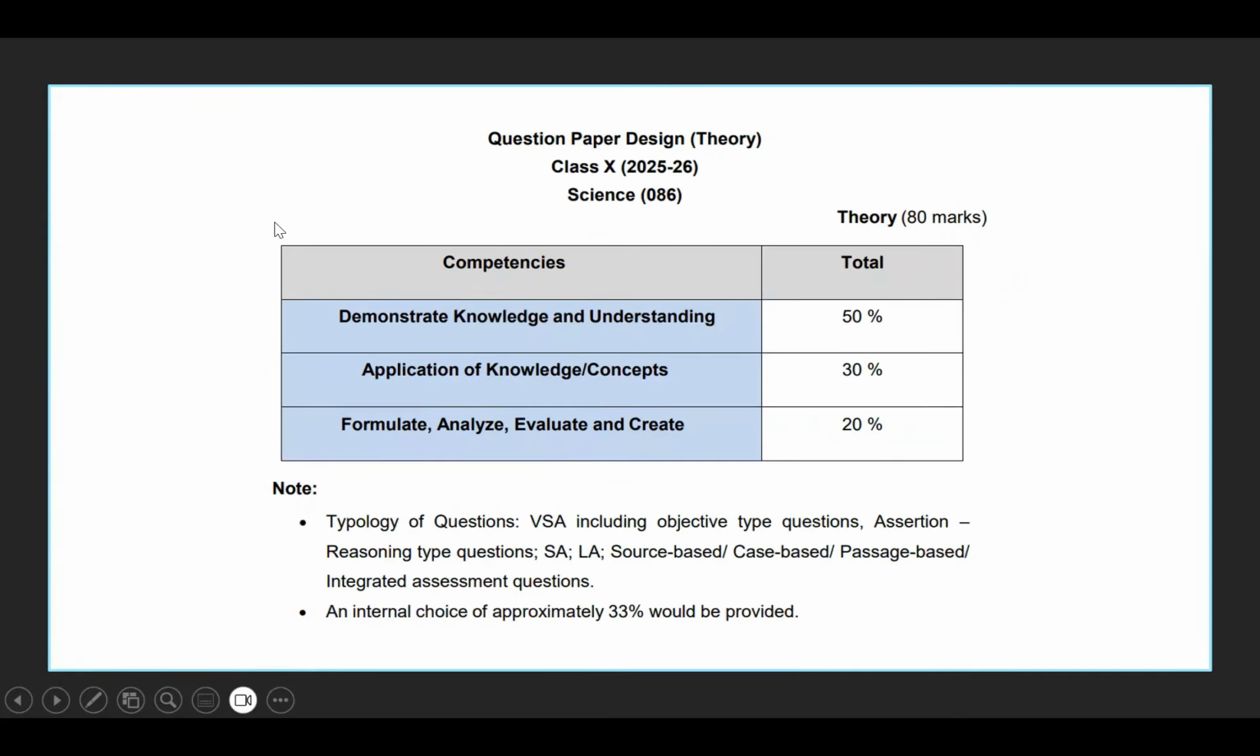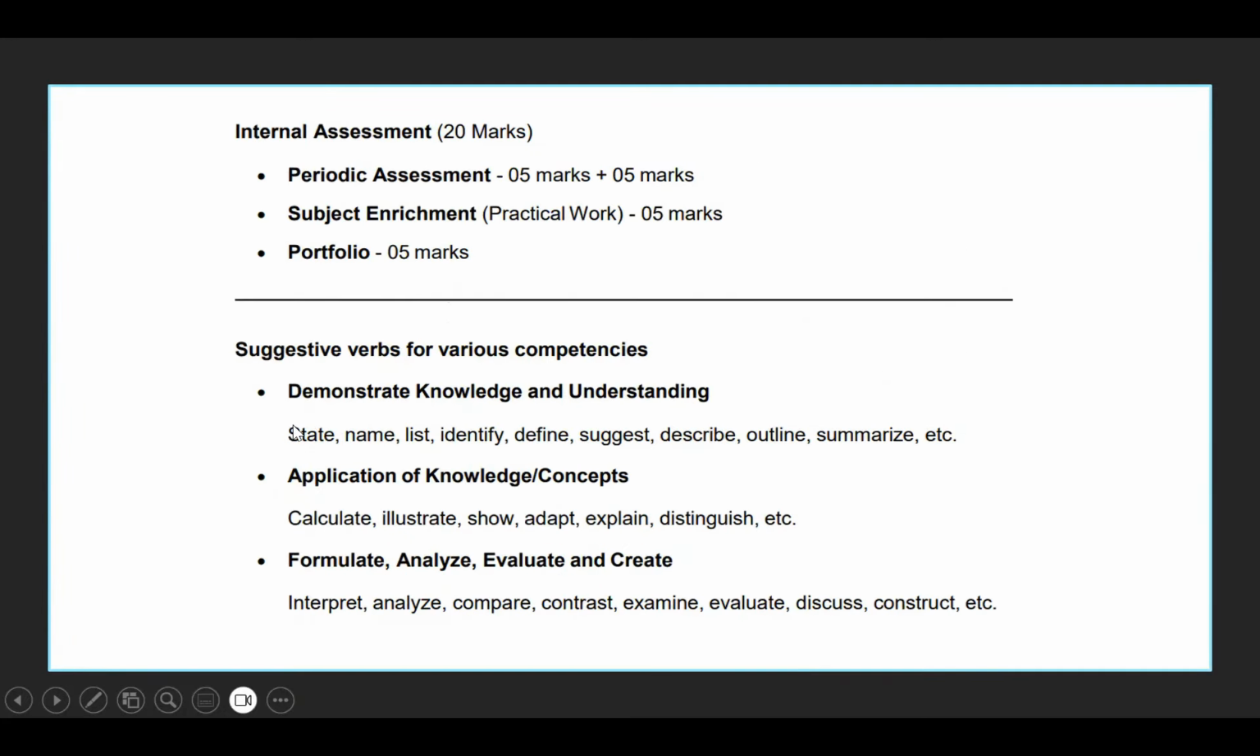Coming to the question paper design, this is as per the syllabus sheet which was shared by CBSE. The question paper will have demonstration and knowledge-based questions 50%, application and concept application 30%, and formulas, analysis, evaluation, creation-based questions 20%. And there is a note available which says what the typology of questions is, and internal choice of 33% will be provided.